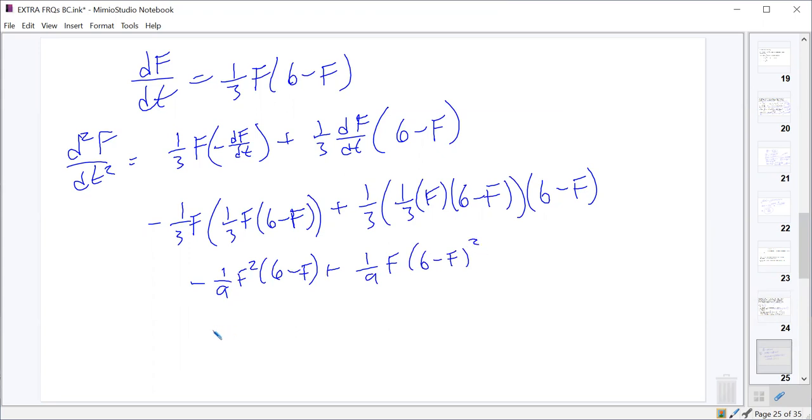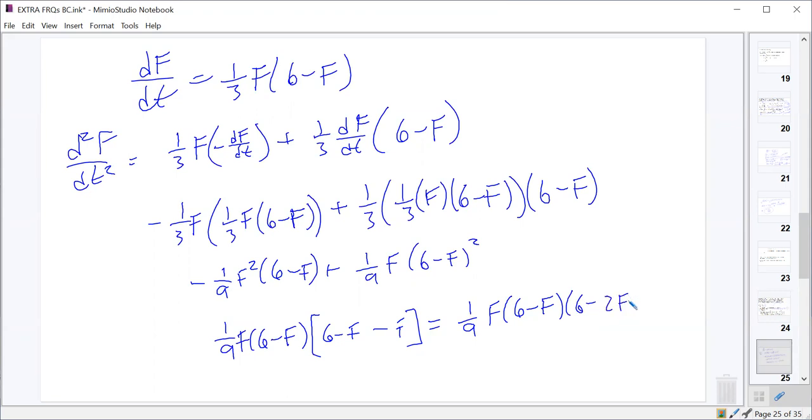And if you want to factor that all out nicely, you get 1/9 f times 6 minus f, and then times, if you took out the 6 minus f, 6 minus f minus f. So our final simplified answer should be 1/9 f times 6 minus f times 6 minus 2f. Good with that or no?